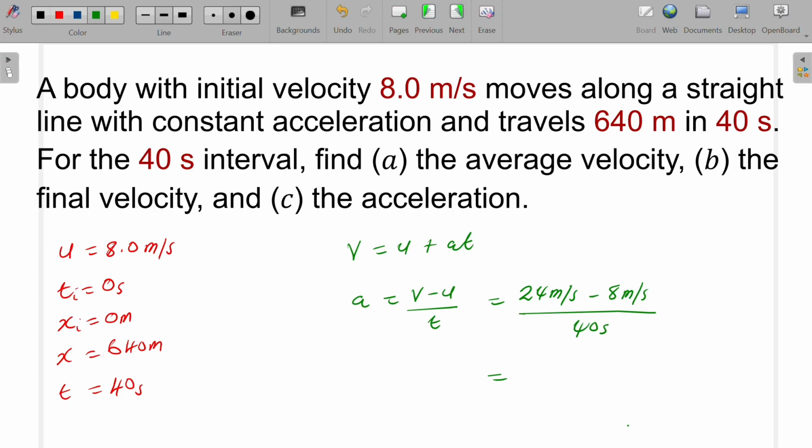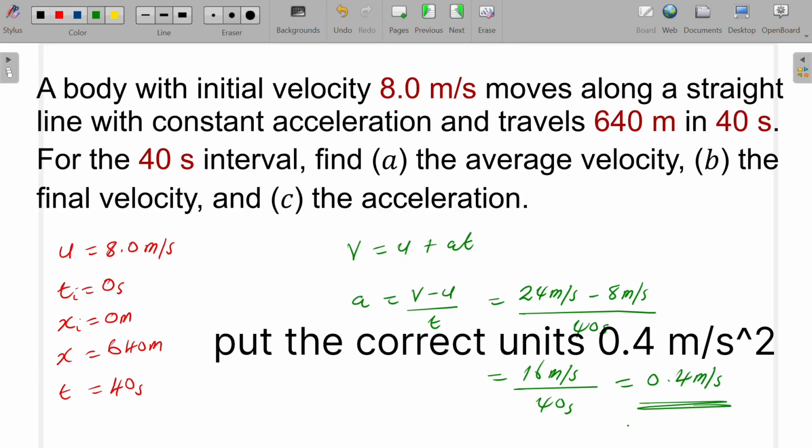All we have to do there is do mathematics again. So 24 minus 8 will give us 16. This is 16 meters per second, and this will be divided by 40 seconds. And when we punch our calculator here, 16 divided by 40 gives us 0.4 meters per second squared. So that's how we solve this question. Our answer is 0.4 meters per second squared for acceleration.